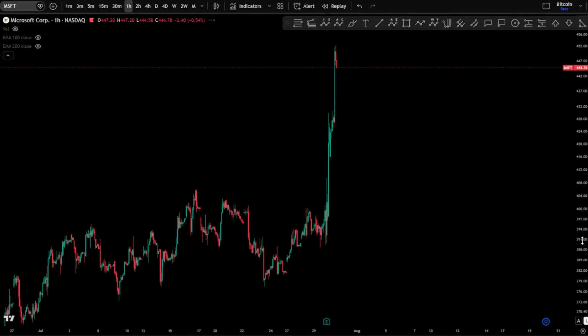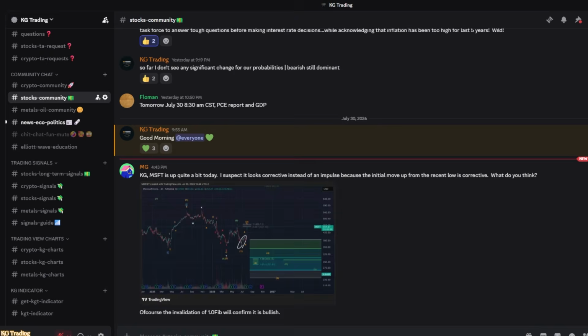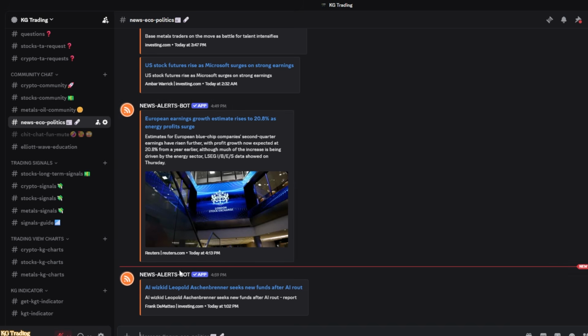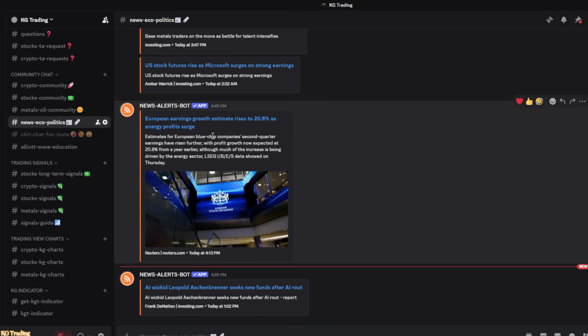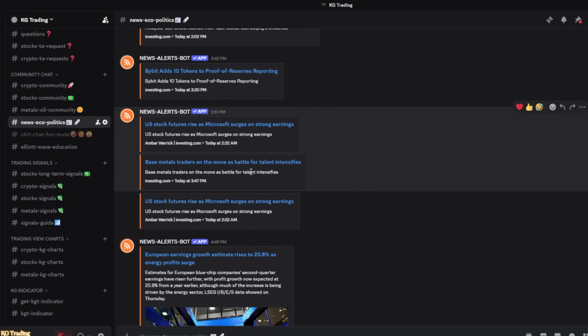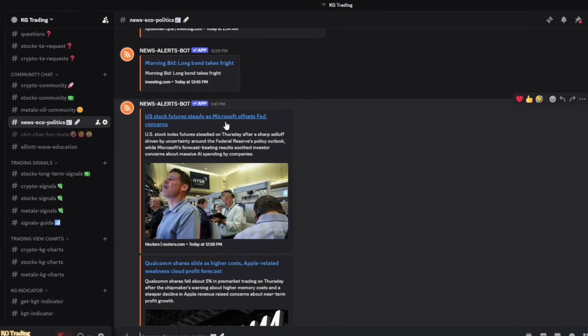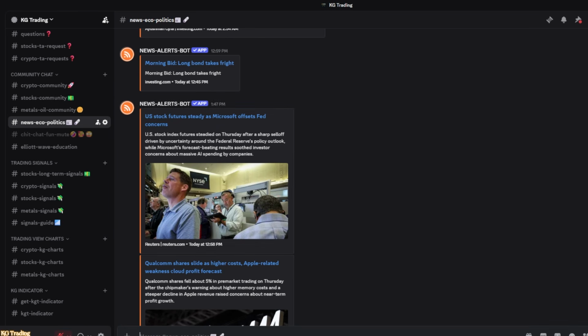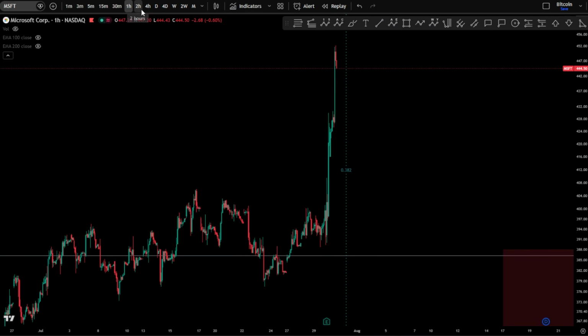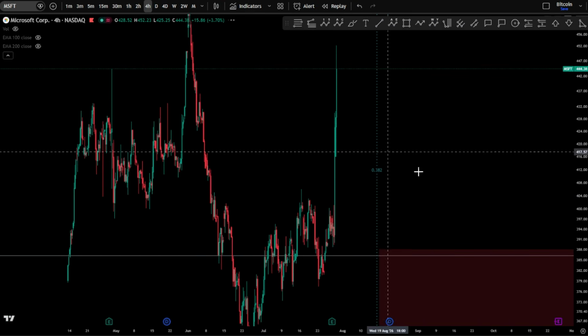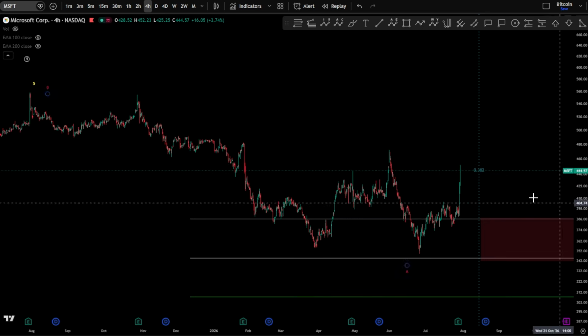So for Microsoft, okay, we see a pump today. By the way, I think I saw a news also about Microsoft. I think the earnings from Microsoft, something like this. So we saw very important earnings from Microsoft. Here we go. US stock futures steady as Microsoft offsets Fed concerns. All right. So it looks like Microsoft is the main driver for the market today, and that's why we see such a pump. We'll see what's going on in there.